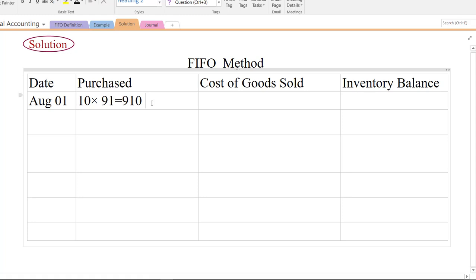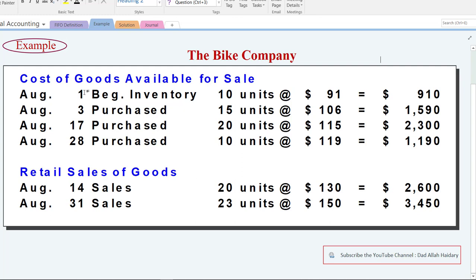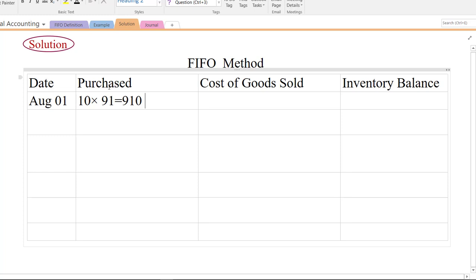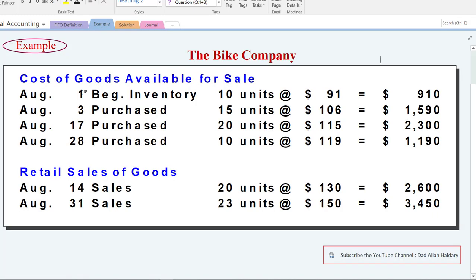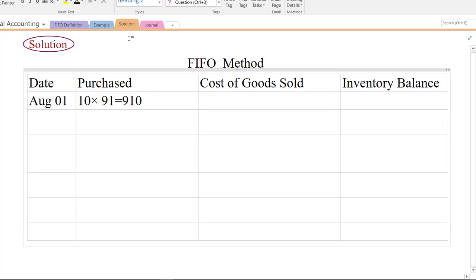Now, most of the time, students are getting confused and ask, Ustad, you told us that in the example part we have the beginning inventory, but now when you come to the solution, you write it in the column of the purchase. What does it mean? Students, the beginning inventory is also part of the purchase of the business. This beginning inventory was actually the ending inventory of the last year. And this year's ending inventory will be the beginning inventory for the next year.